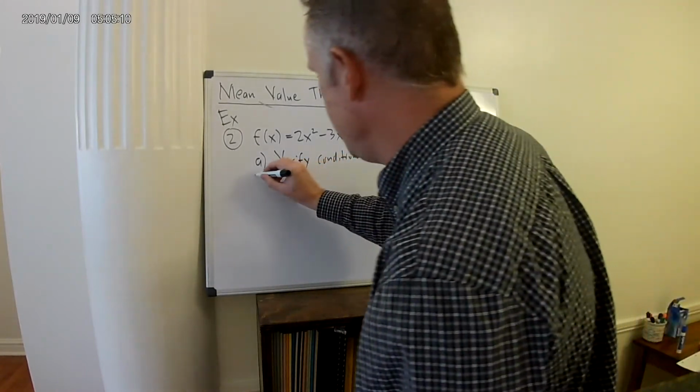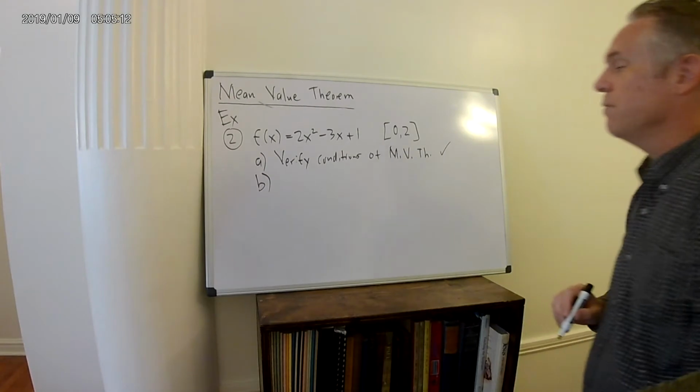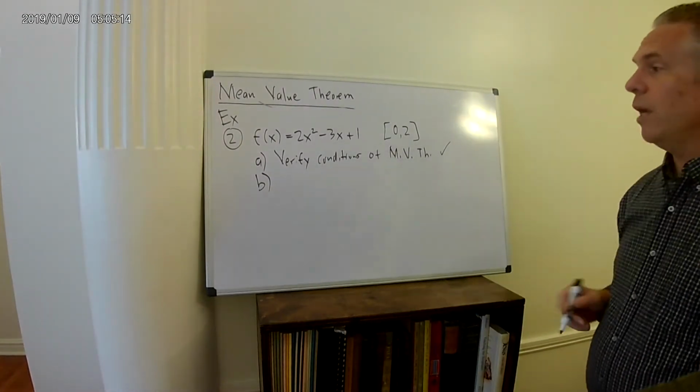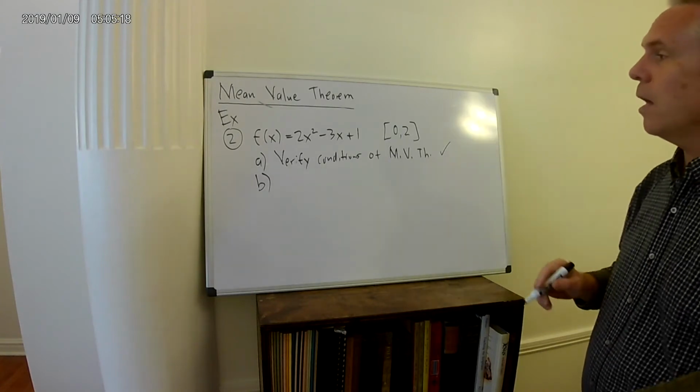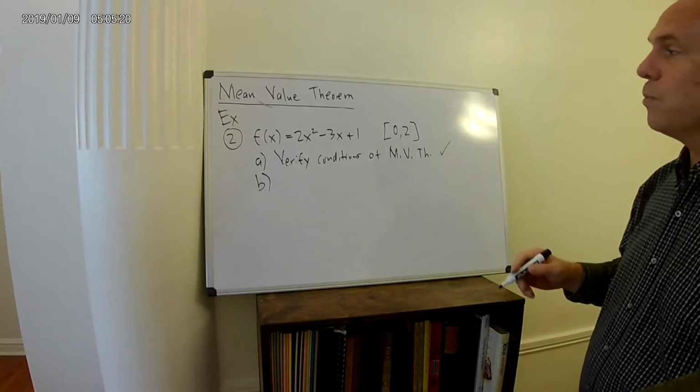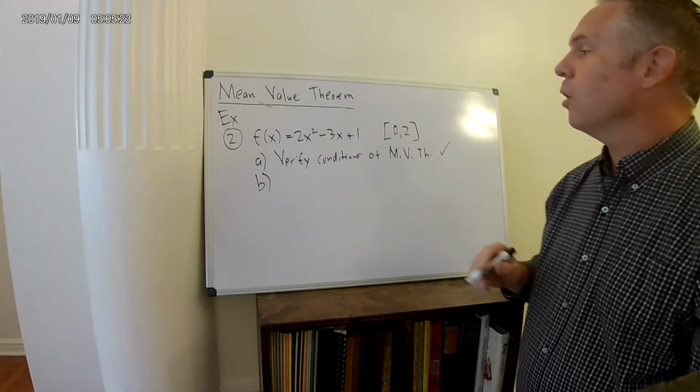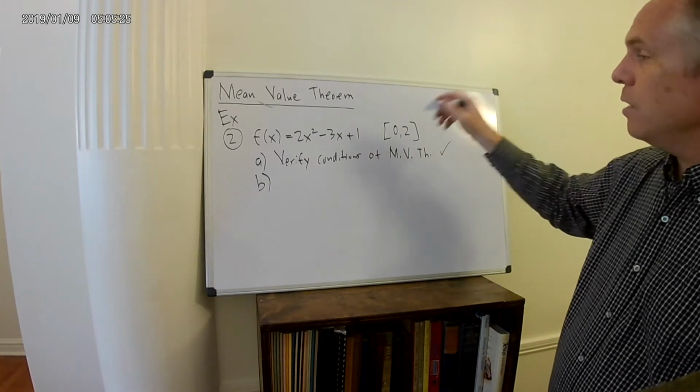What we want to do in part B is find the values of C on this interval AB such that the slope of our function at those points is equal to the slope of the secant line connecting these 2 points.